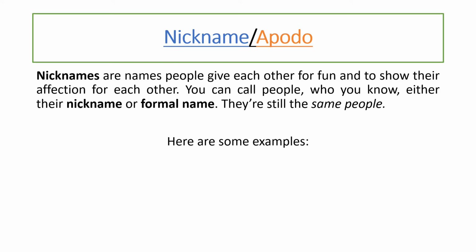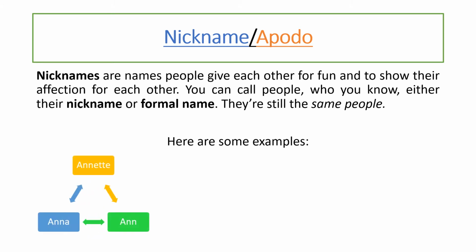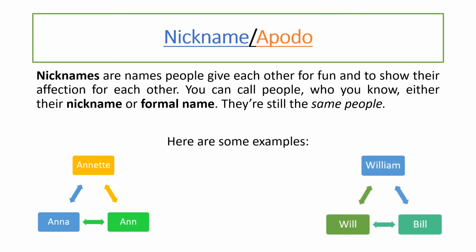Here's some examples of nicknames from names that are common names that we use. For Annette, you can call her Anna or Ann. It's still Annette. Or for William, we could say Will or Bill. Still William. Remember, they're the same people. Mixed numbers and improper fractions are the same size. We just write them two different ways.